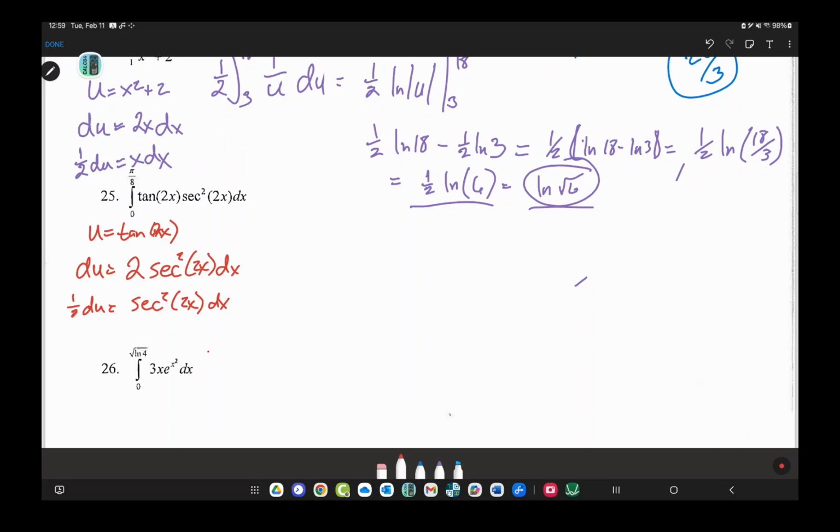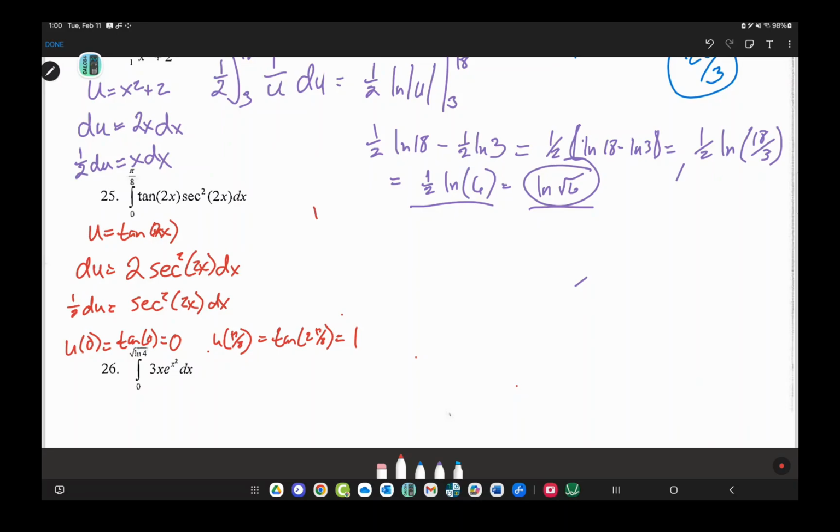All right. Now again, running the bounds through the function, we're going to say u of 0 means tangent of 0. What's tangent of 0? I think it's 0, right? Yeah, it's 0. All right. And then u of pi over 8. Now that's tangent of 2 times pi over 8, so it's pi over 4. What's tangent of pi over 4? It is 1.